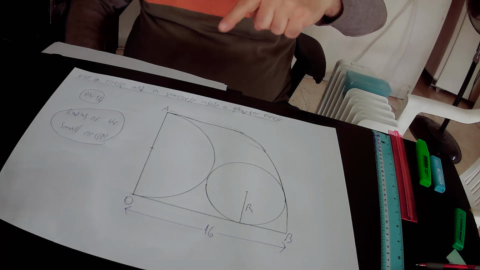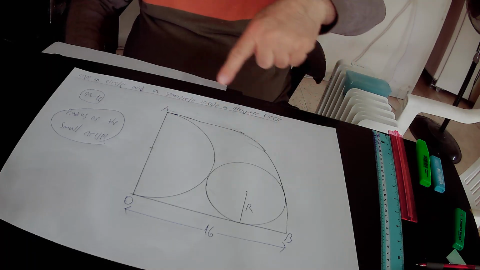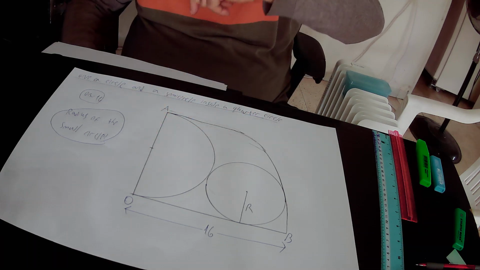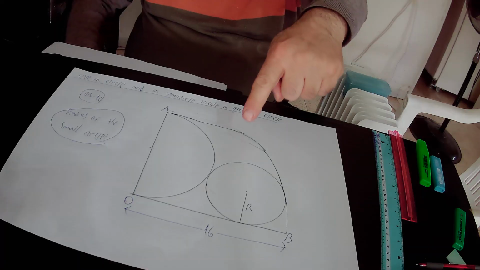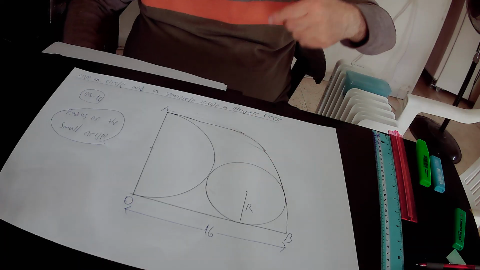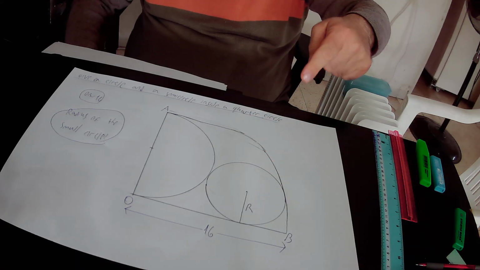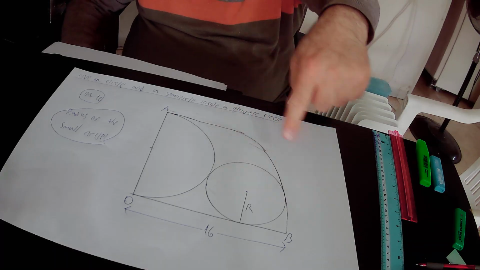In addition, inside this quarter circle AOB we have this semicircle and also this circle, and our mission is to find the radius of this circle, or in other words, the value of R, that is the radius of this small circle.